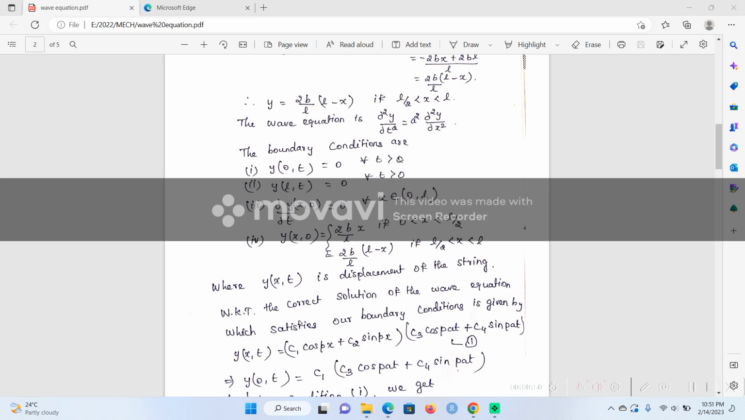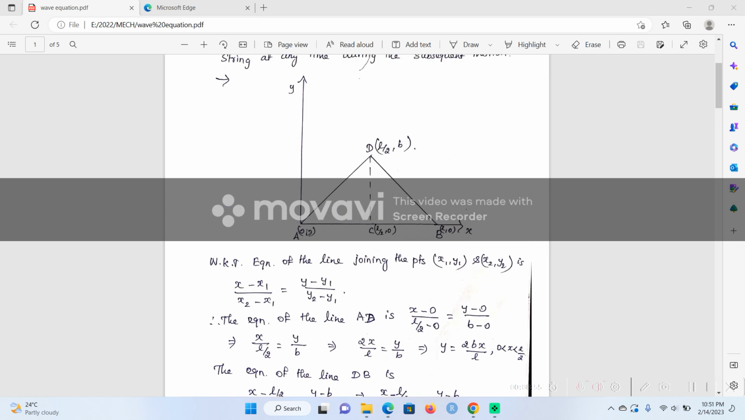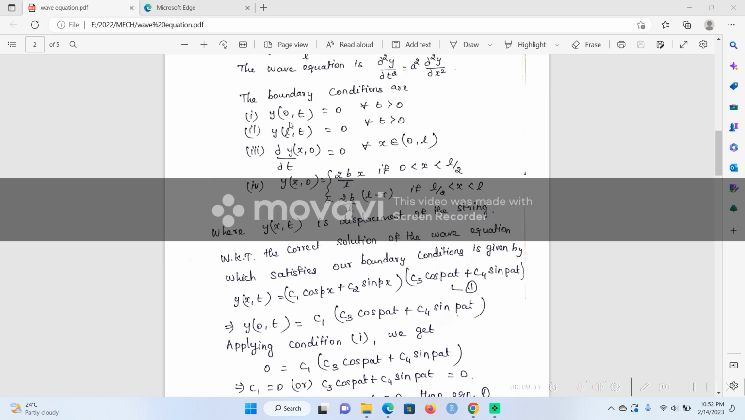So we know the standard boundary conditions. One is at the initial point there is no displacement, because the string is tightly fixed at this point, and similarly at the end also there is no displacement. So that is our first two boundary conditions. So we are considering y(0, t), that is at the origin, at the first point A, the displacement y will be 0 at any time t. Okay, so this is our first boundary condition.